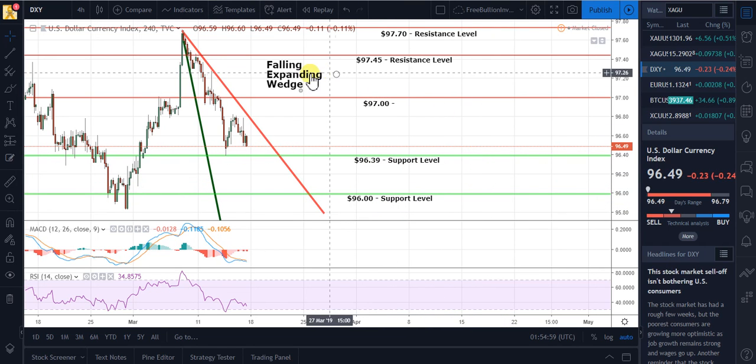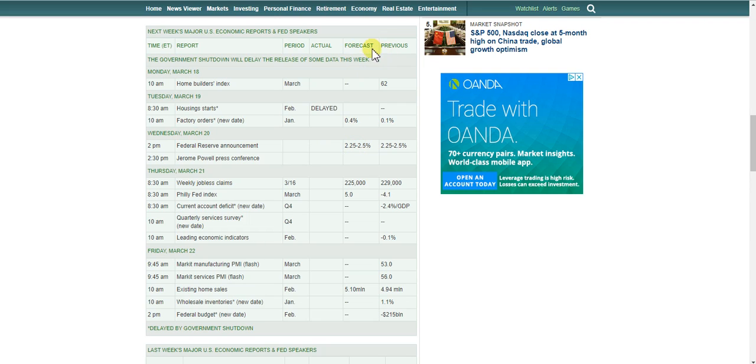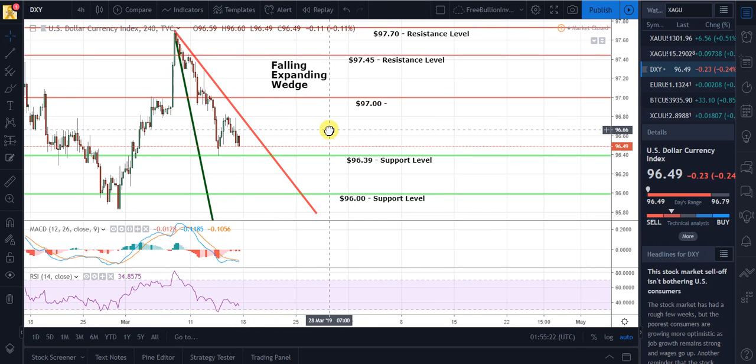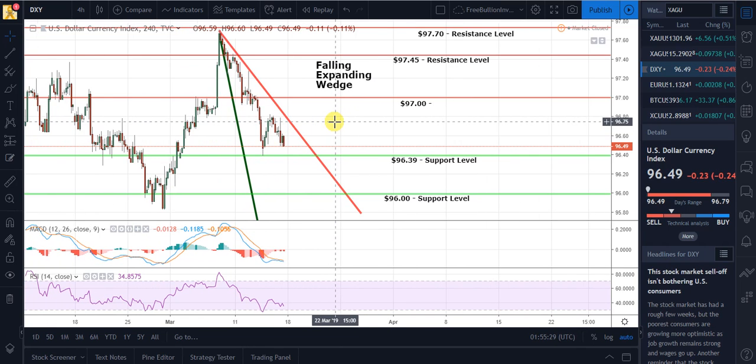As far as the outlook goes, we do have a Fed meeting on March 20th. The market is expecting no rate hike. They're expecting more of the same, and Jerome Powell will have a press conference afterwards, so we'll see what he has to say. It may give a boost to the dollar. We don't know. I'd very much be surprised if we do get any kind of boost out of the dollar as far as the Fed meeting goes.